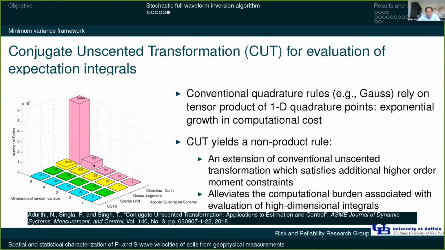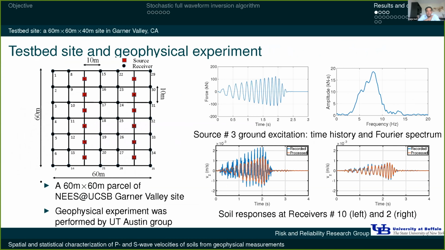So to bypass that, we use something called the conjugate unscented transformation. I'm not going to get into the details of the mathematics. It was developed by my collaborators. The details are in this paper, but it is nothing but an extension of the conventional unscented transformation, which satisfies additional higher order moment constraints. So for example, for this five-dimensional problem, where the Gaussian quadrature rule would have required 3,125, CUT would require only 314. So now, getting into the example.